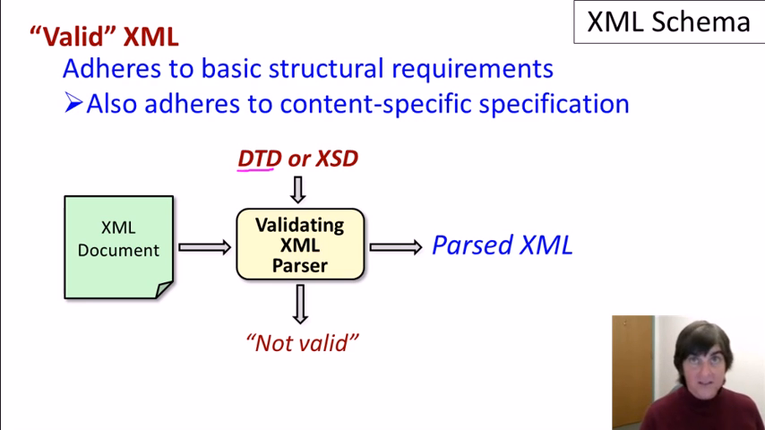We talked about DTDs in the last video. We'll talk about XSDs in this one. The validating XML parser will check that the document is well formed, and it will also check that it matches its specification. If it does, parsed XML comes out. If it doesn't, we get an error that the document is not valid.